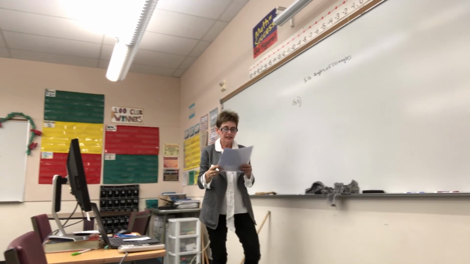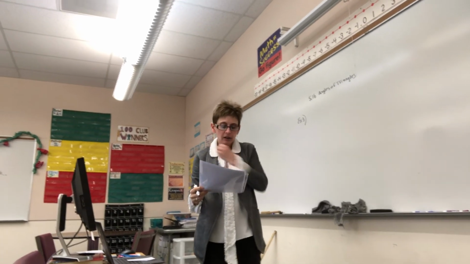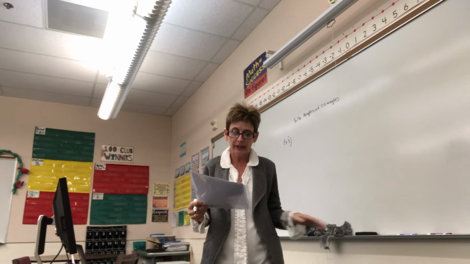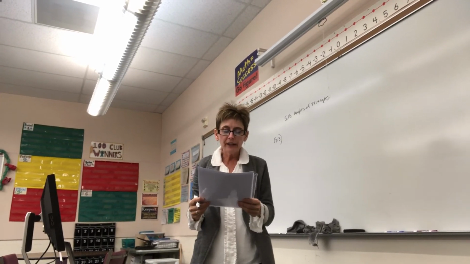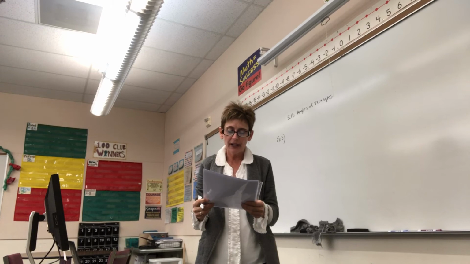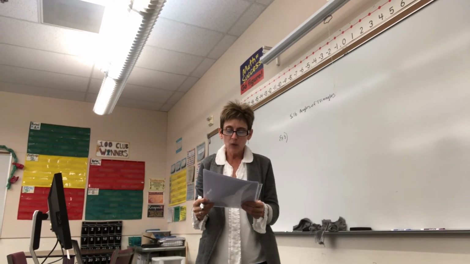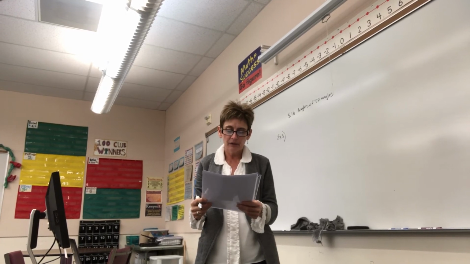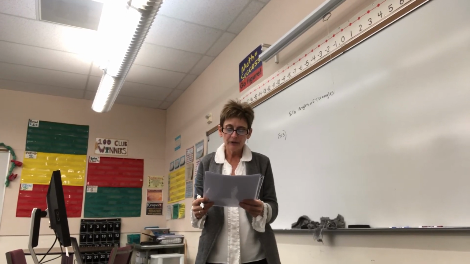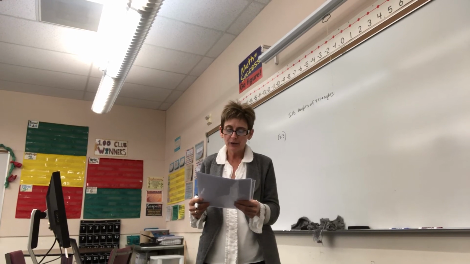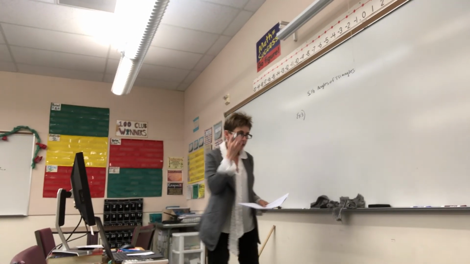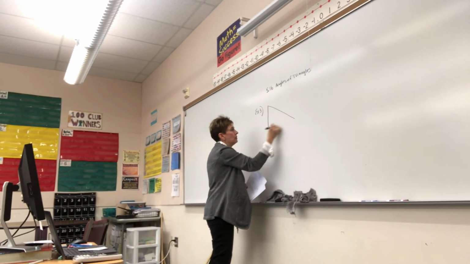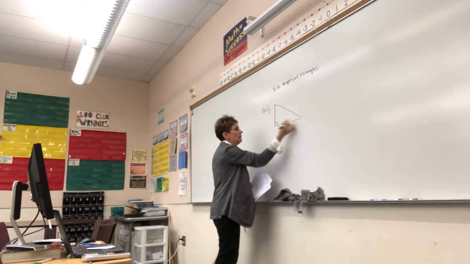So example 3 says, and I'll read this slowly. You might want to see if you could figure out how to draw a picture, but I will definitely show you, so don't worry. The measure of one acute angle of a right triangle is 6 more than 3 times the measure of the other acute angle. Find the measure of each acute angle of the right triangle. So the first thing that I would recommend you do is draw a right triangle. If you have a math problem that says there's a right triangle, I would draw the right triangle.